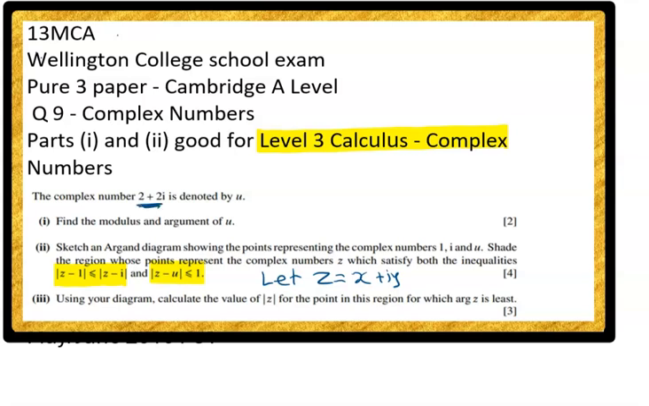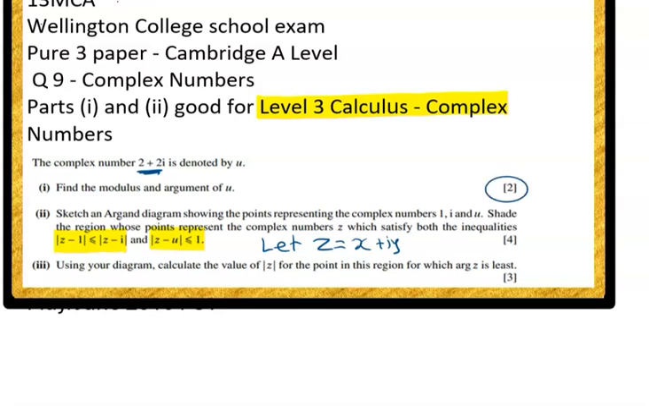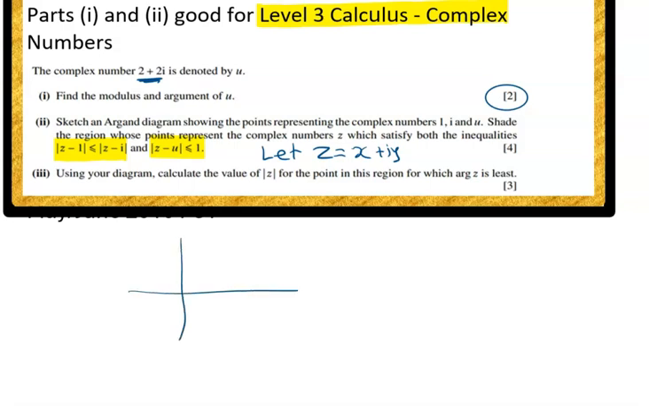It's a very easy one. It's 2 plus 2i, and that is denoted by u. We have to find the modulus and the argument of u. We don't need to show a whole lot of working for that. We can do it pretty simply with a little diagram.